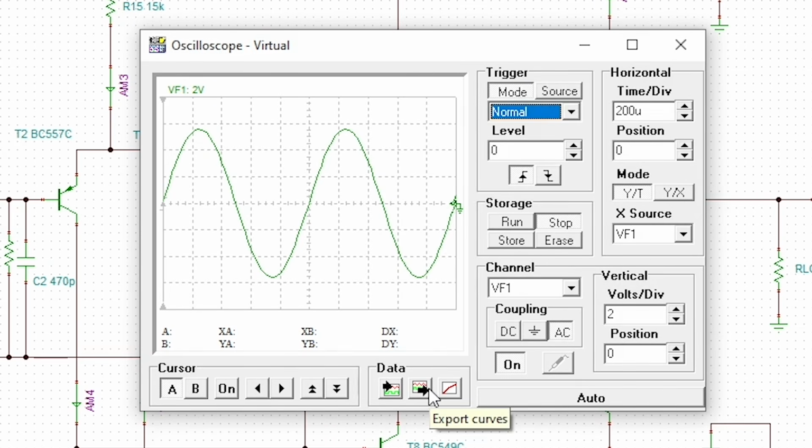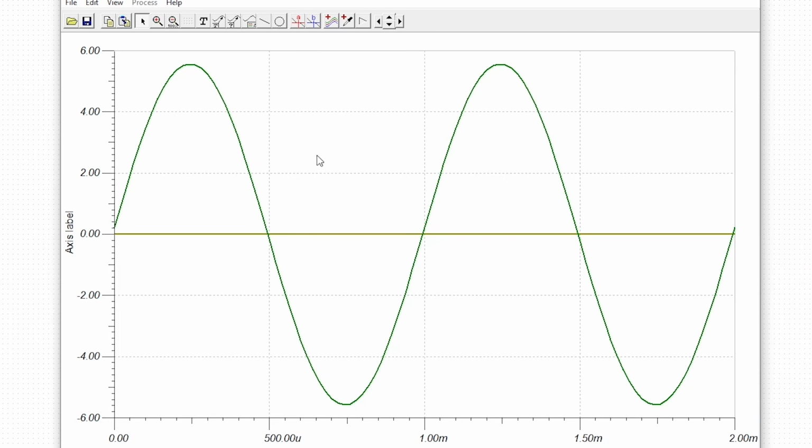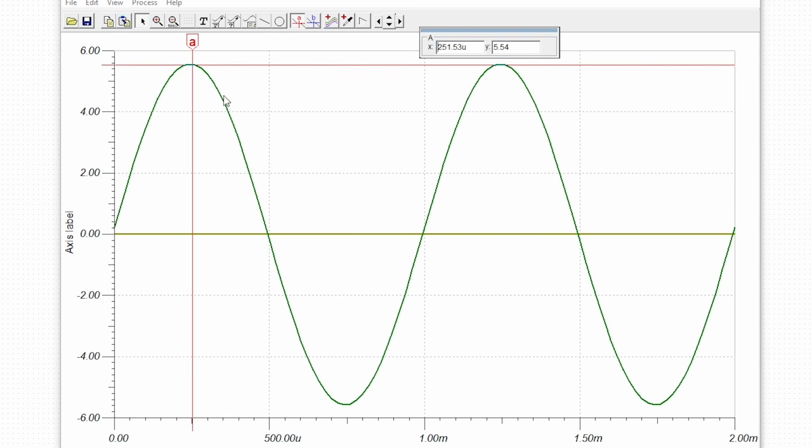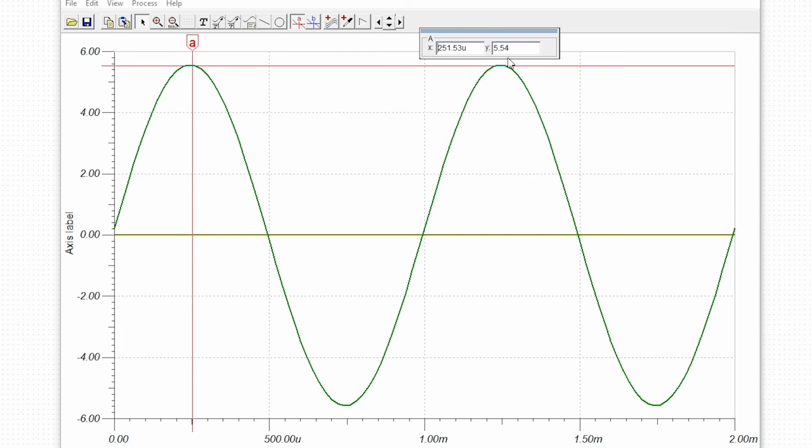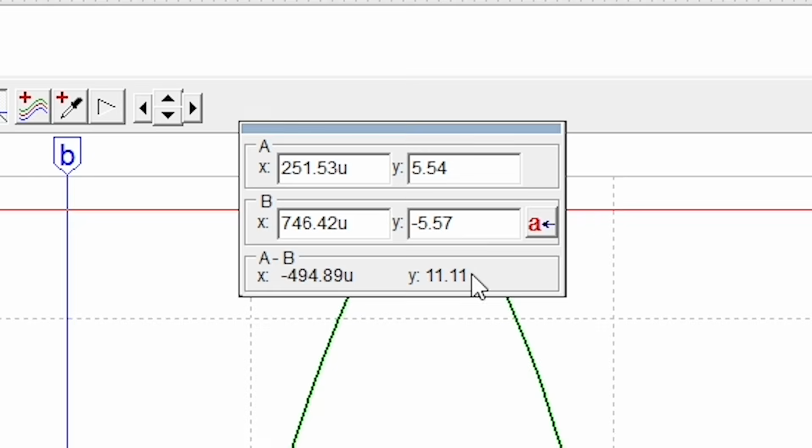And now I'll export the curve, so it's on the screen and we can see it a little bit better. I'm going to say on one of the peaks we're getting to roughly 5.5 volt. So I'll use a cursor on that. And that tells us that the Y direction for the cursor here is 5.54 volt. So that would be about 11 volt peak to peak. Yeah, 11.1 volt peak to peak.